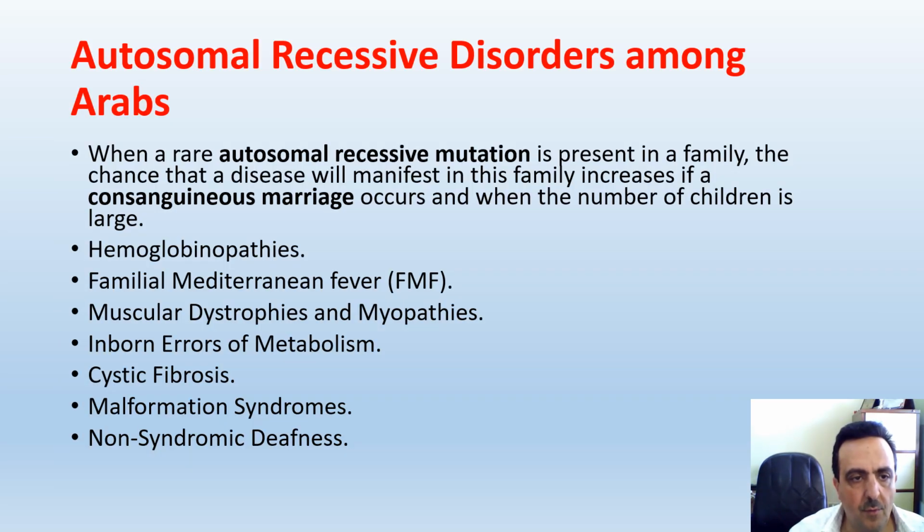Because of the high rate of consanguineous marriages in the Arab region, autosomal recessive disorders are very high among Arabs too. This is a list of the autosomal recessive disorders common in Arabs. The most important are globinopathies. Familial Mediterranean fever is quite common too, particularly here in the Middle East. Muscular dystrophies and myopathies are quite common, as are inborn errors of metabolism. Cystic fibrosis is quite common. We'll talk about these diseases later on in the lecture.